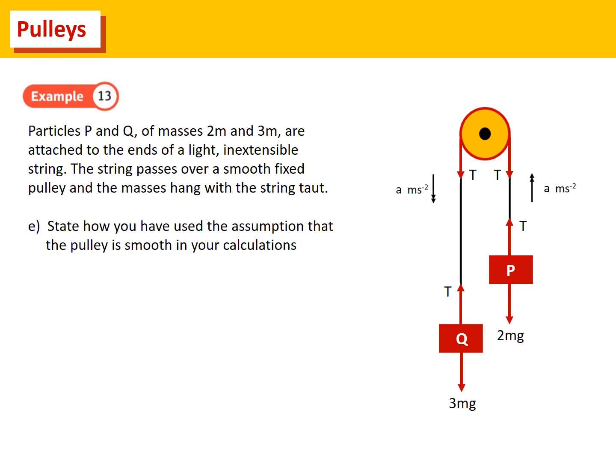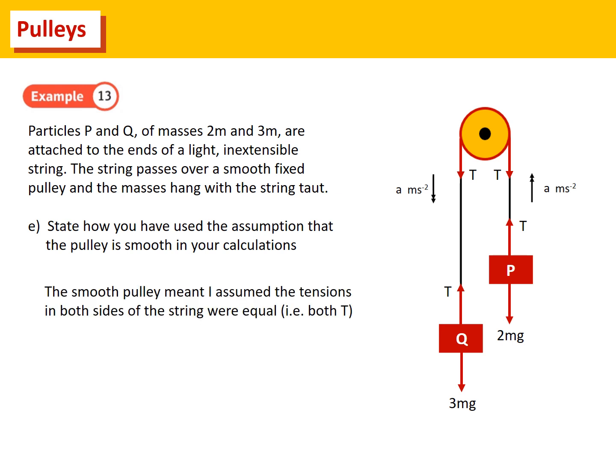Part E, you often get this last part of a question. It's never really well answered by students, and these little points just really do need to be learned. State how you have used the assumption that the pulley is smooth in your calculations. The smooth pulley means I assume the tensions in both sides of the string were equal.